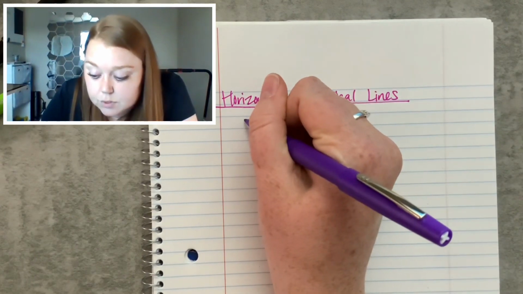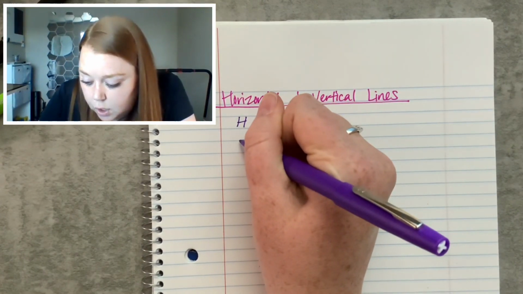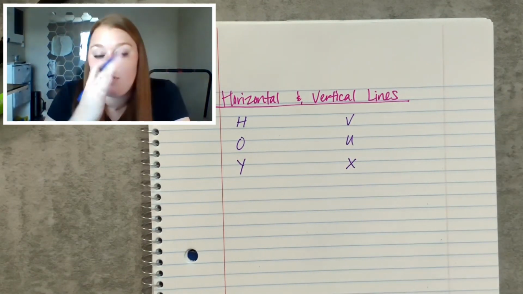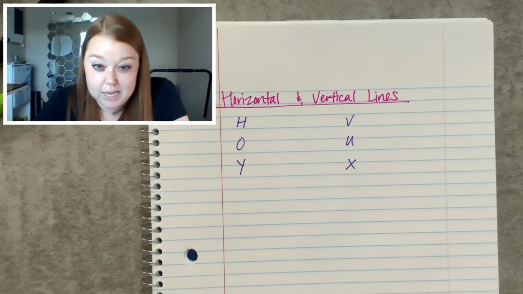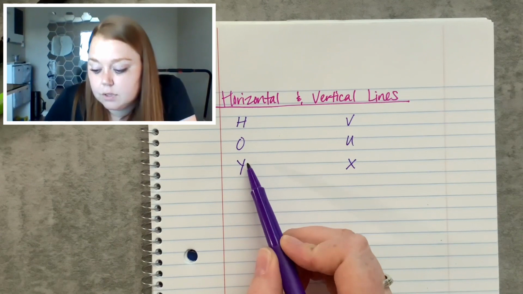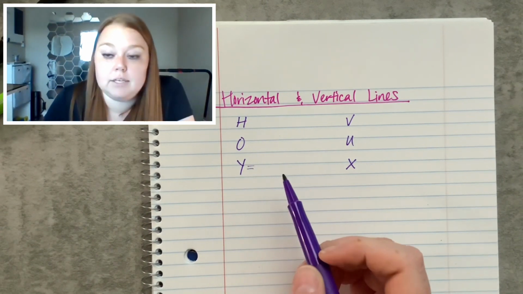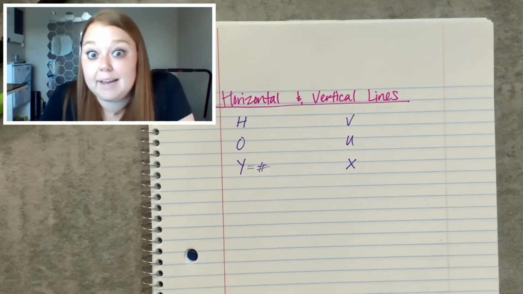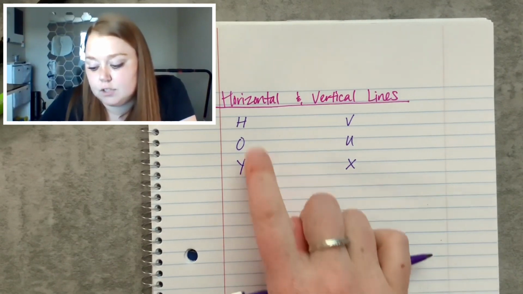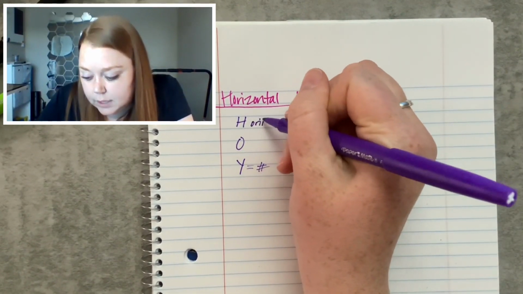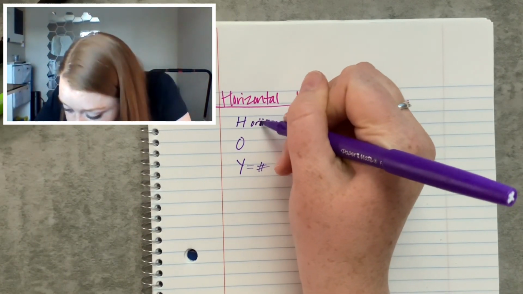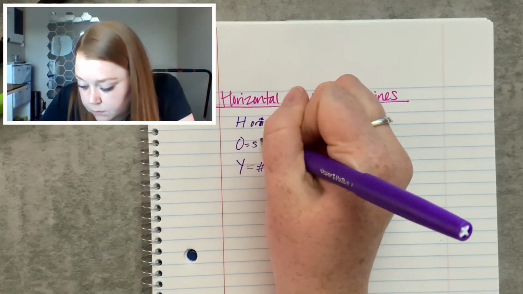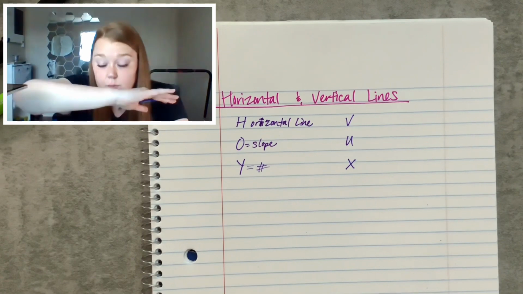So I use the acronym HOY-VUX to help me remember which one's which. Okay. So if you have a y equals equation, like y equals 5, so just some number, it's not mx plus b, it's just like y equals -3, then I think of HOY. That tells me it's going to be a horizontal line. It has a slope of 0. Okay, it's flat, slope of 0.